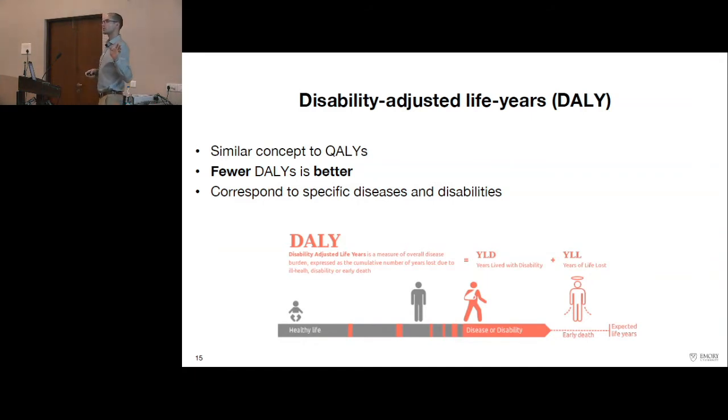So we talked about QALYs. I will not talk much about DALYs, but I would like to mention that they exist. QALYs means quality-adjusted life years. DALYs mean disability-adjusted life years. It's a very similar concept. It's somewhat a complement of a QALY. When I said that more QALYs are better, it's because more QALYs means longer life or better quality or both. With DALYs, it's the opposite case. Fewer DALYs is better because each DALY means a year lived with a certain disability.